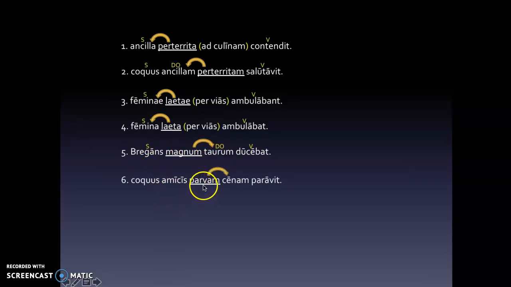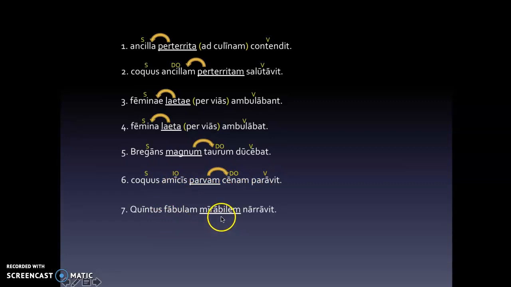All right, parvam. Parvam is modifying cenam. They're both accusative singular. We've got a nominative subject, a dative indirect object, an accusative direct object, and a verb. So the cook prepared a small dinner for the friends.